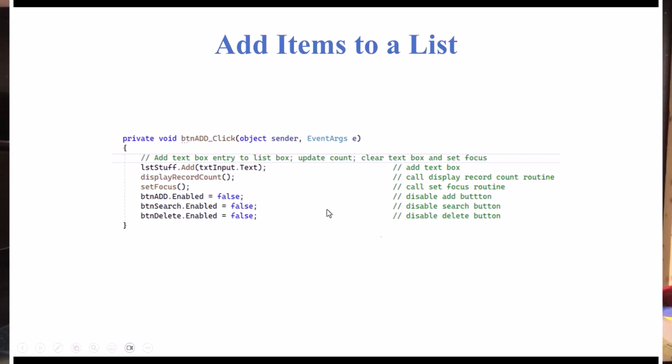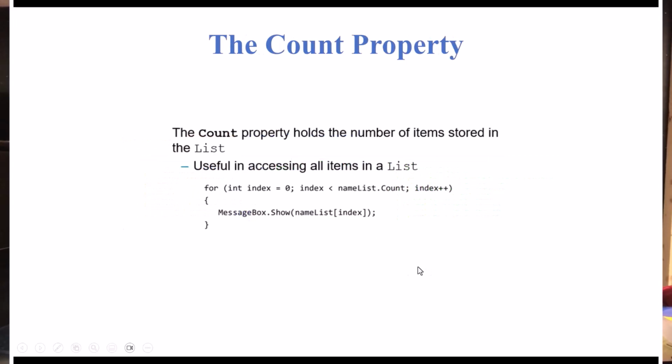Nothing simpler than that. There's a count property, much like a text or list box or an array. There's always a count property. The list property holds the number of items that are stored in the list, so you always know how many you actually have. For example, for x index equals 0, name list count, as long as we don't go over that count, we can go ahead and have a message box to show us the names in that list.